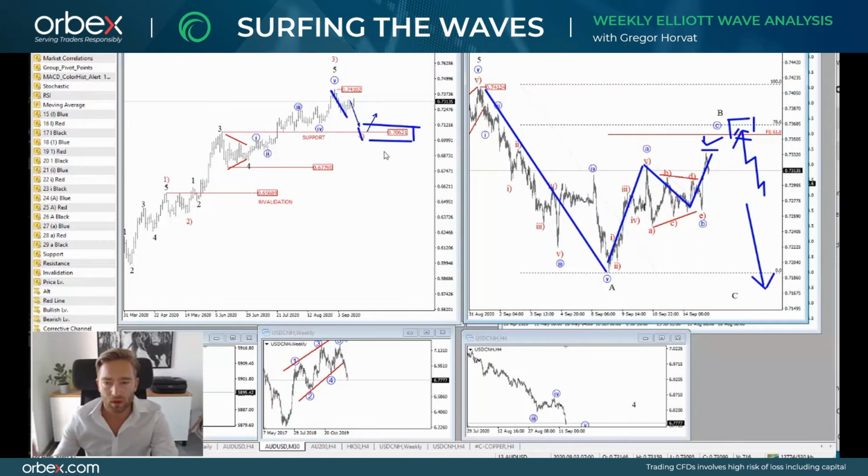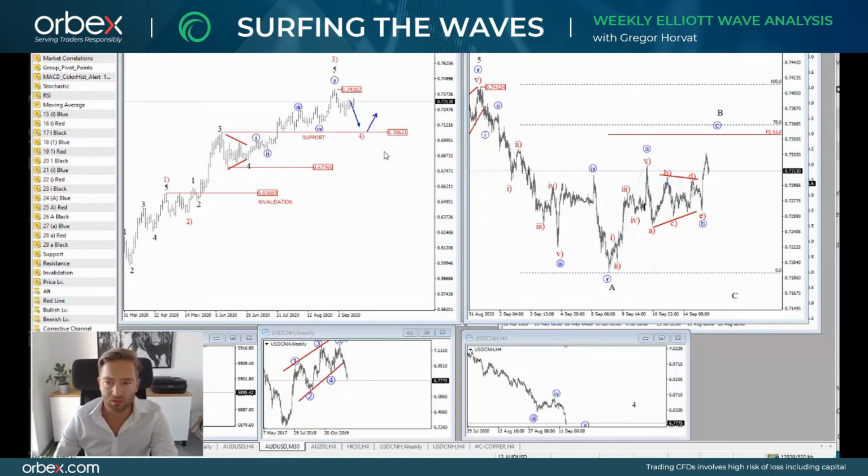So for now, Aussie is definitely bullish on the longer term. I will be looking for more upside, but I just think that this current retracement could take us a little bit lower to test lower supports.